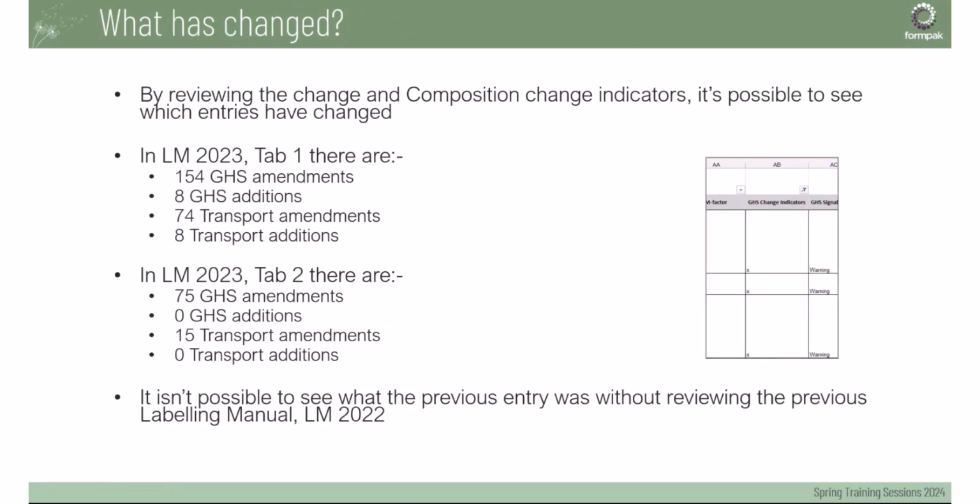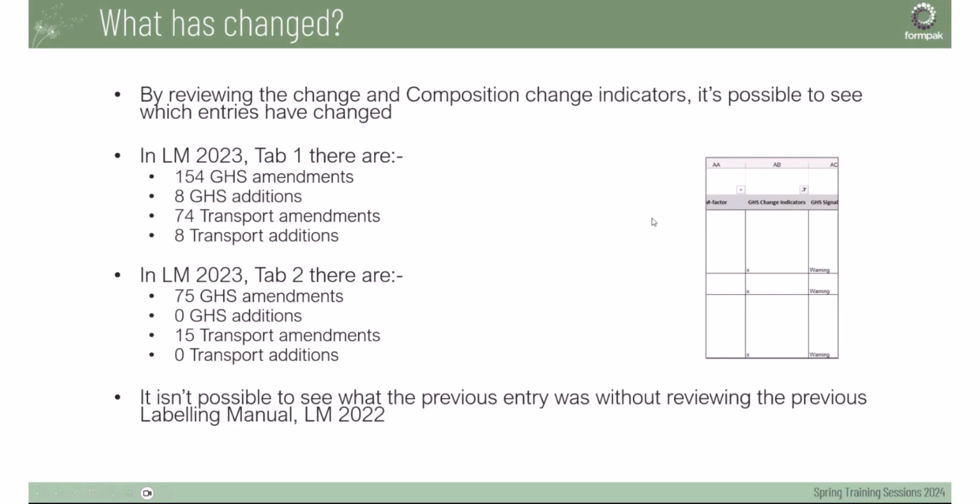So what's changed since last year? By reviewing the change and composition change indicators, it's possible to see any entries that have changed. So in tab 1, there are 154 X's to indicate that the GHS classification has changed. And there are 8 pluses to indicate that there are additions, 74 transport amendments and 8 transport additions. In tab 2, there are only amendments, no additions, and there are 75 GHS amendments and 15 transport amendments.